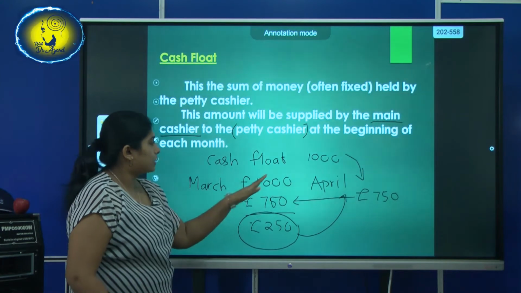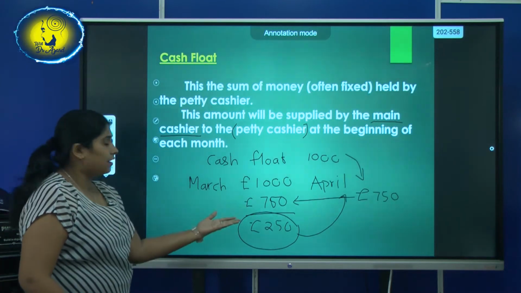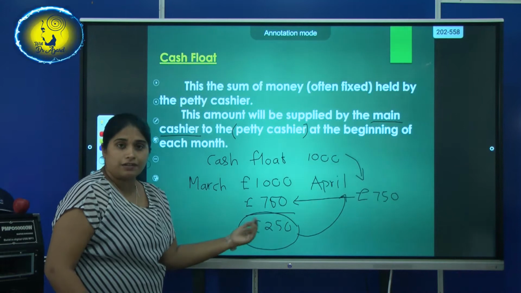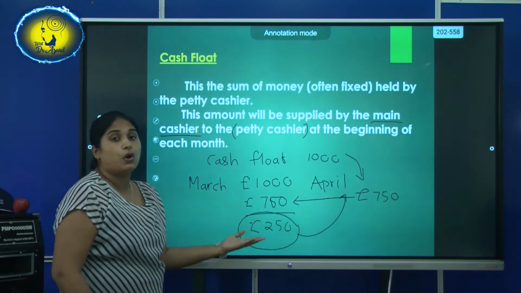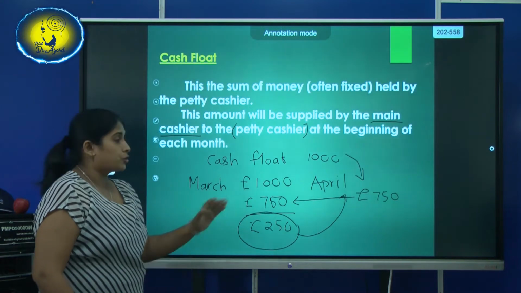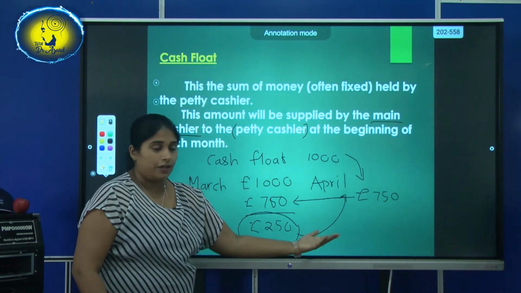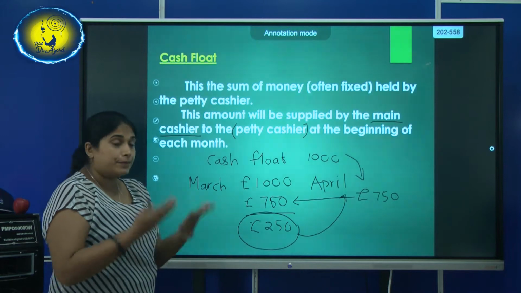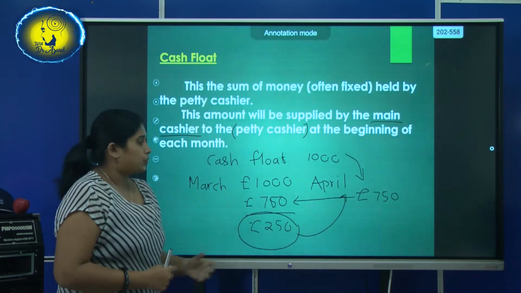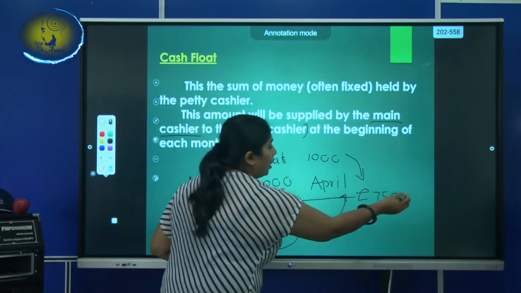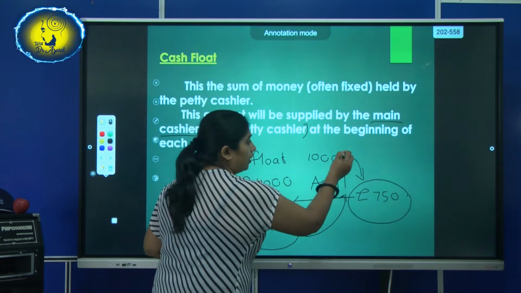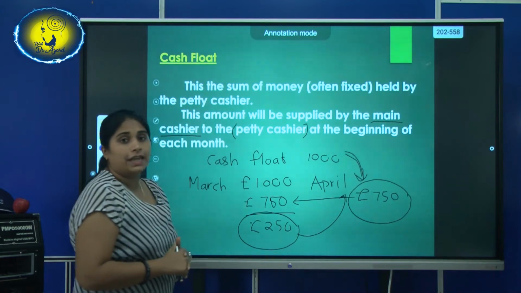Understood? So our cash float was 1000. During the month of March, we spent 750 pounds. So at the very beginning of the month of April, we have 250 as our balance. So before you start the month of April, what you have to do? You have to update it to the 1000. So what is the difference? 750. This is the amount that you have to ask from the main cashier.